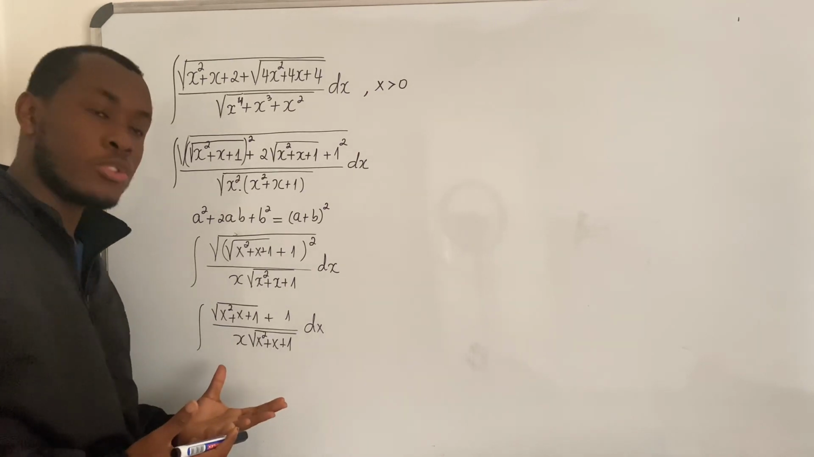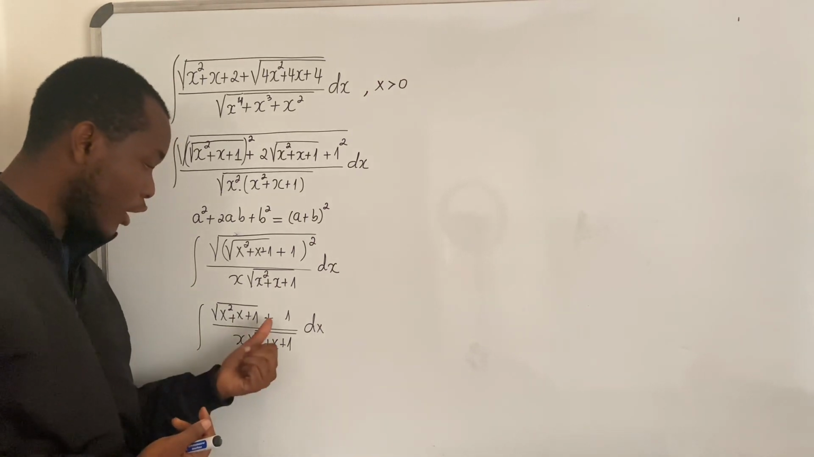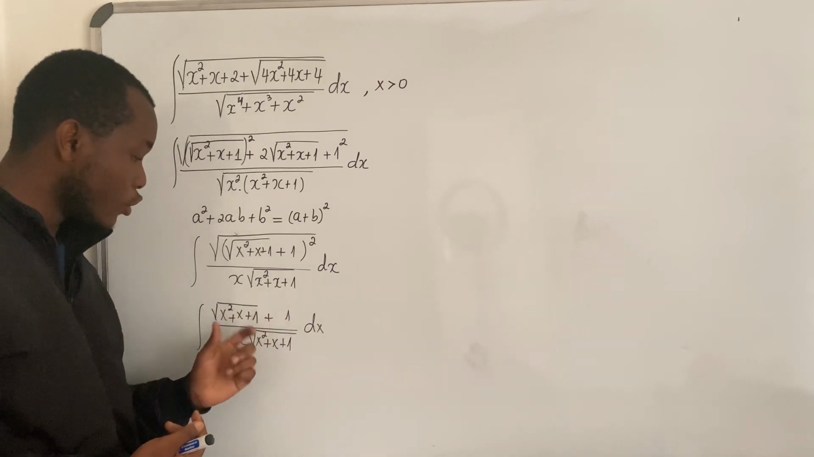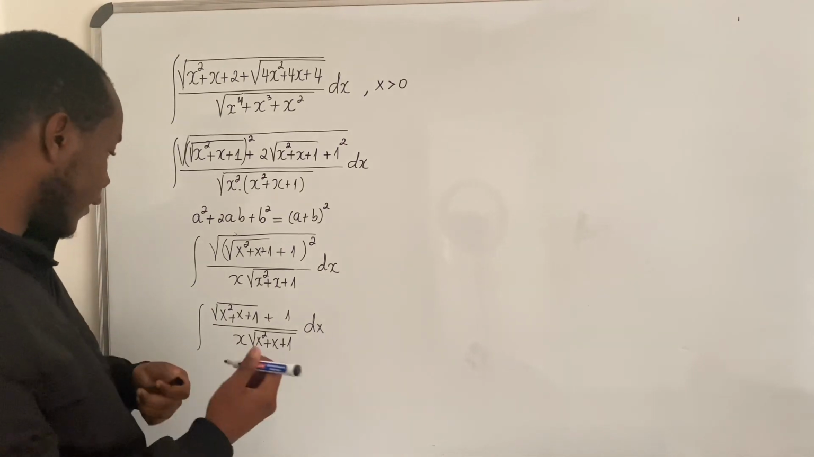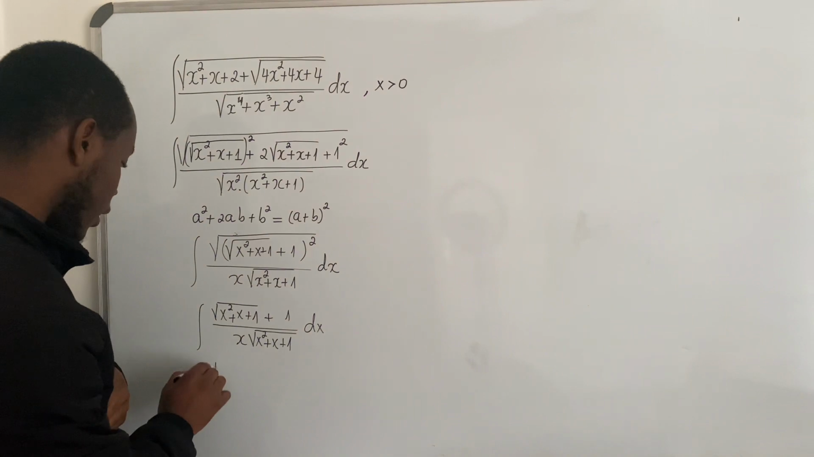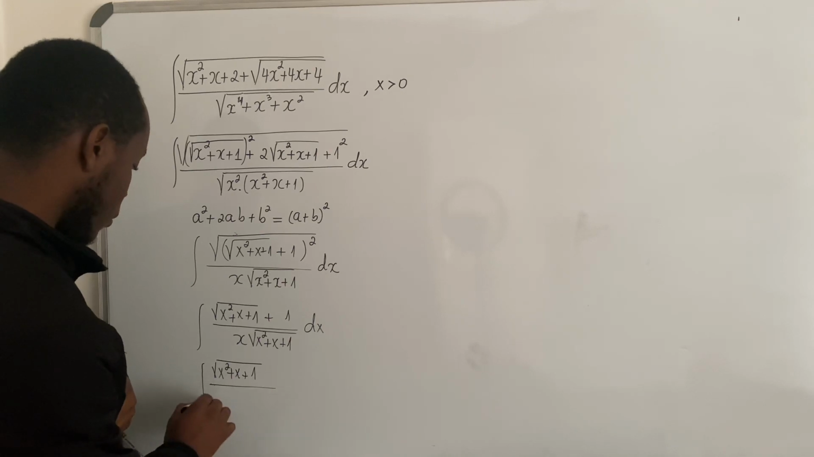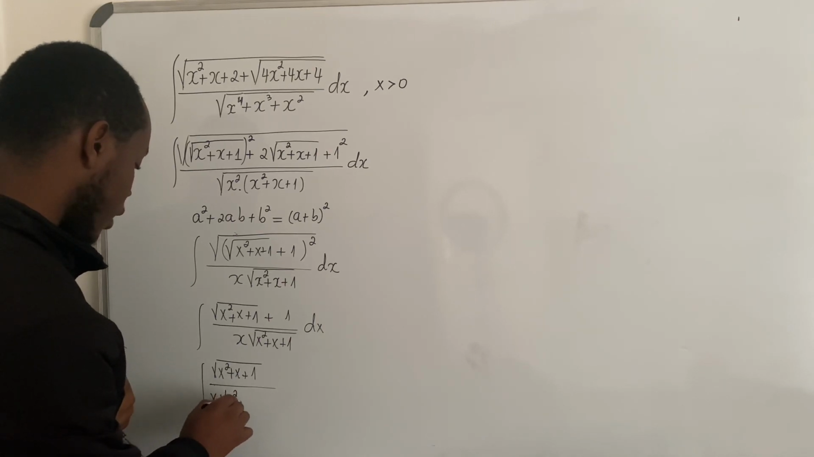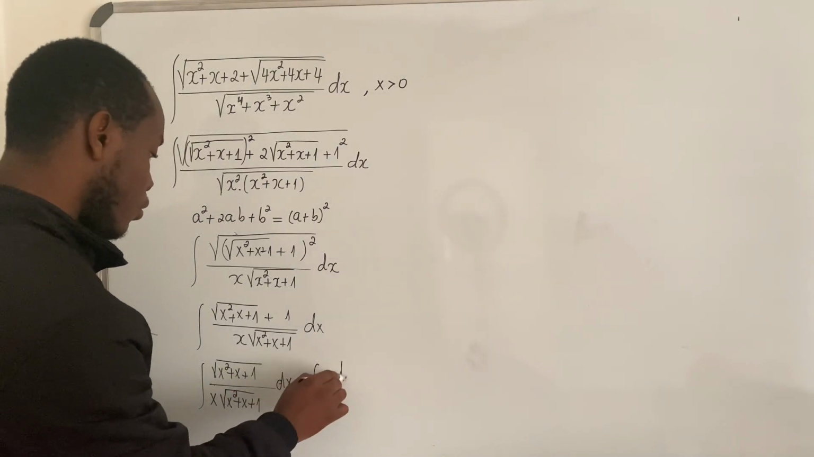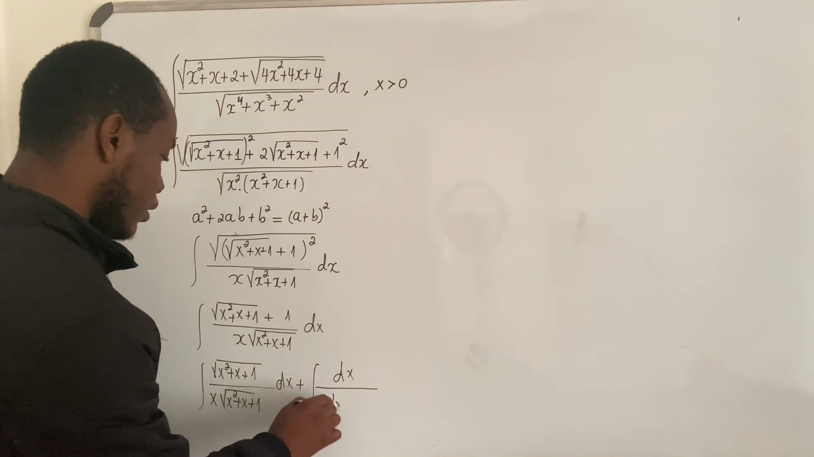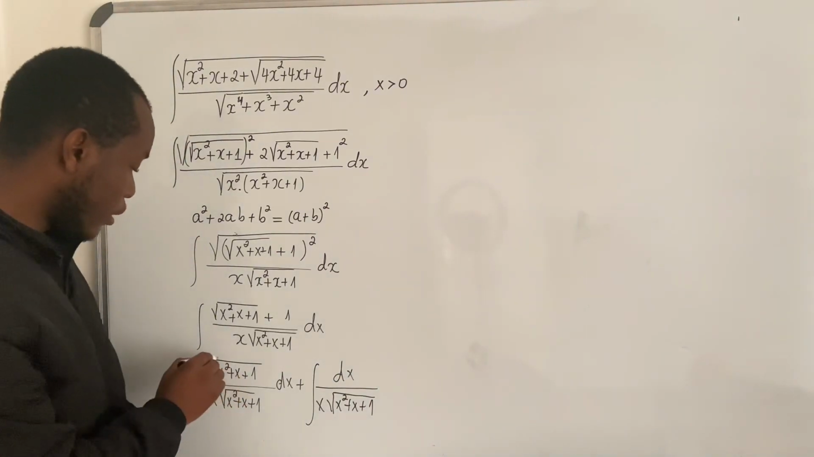Now, what could be the next approach? We can separate each one with the denominator. So this is the common denominator, and we have addition in our numerator. So we can take this one with the denominator and this one also with the denominator. Okay, doing that, we're going to realize that we have the integral of the square root of x squared plus x plus 1 over x times the square root of x squared plus x plus 1, dx, plus the integral of dx over x times the square root of x squared plus x plus 1. Okay, for the first integral, they can simplify.